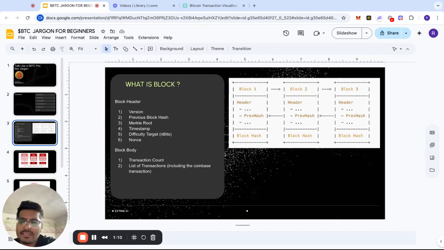I think people who are very new should be asking themselves one question: whenever a transaction is done by any individual, where does it go? How does a miner come to know that there is a new transaction, that I have to look at it, create a Merkle root of it, and add it into the block? So there is a temporary storage for all unconfirmed transactions. You call it a mempool.